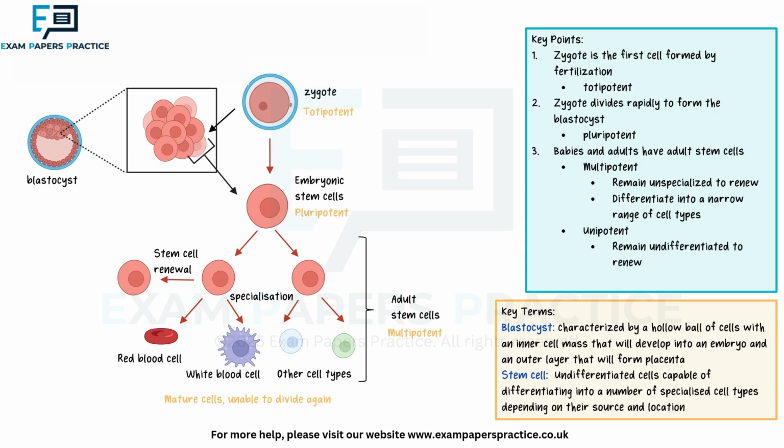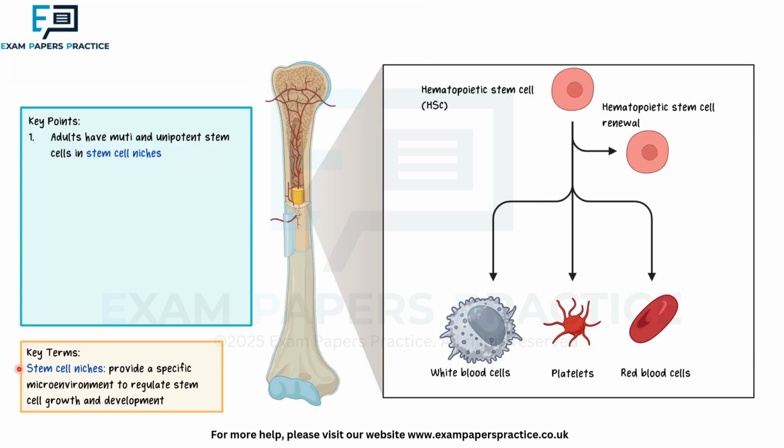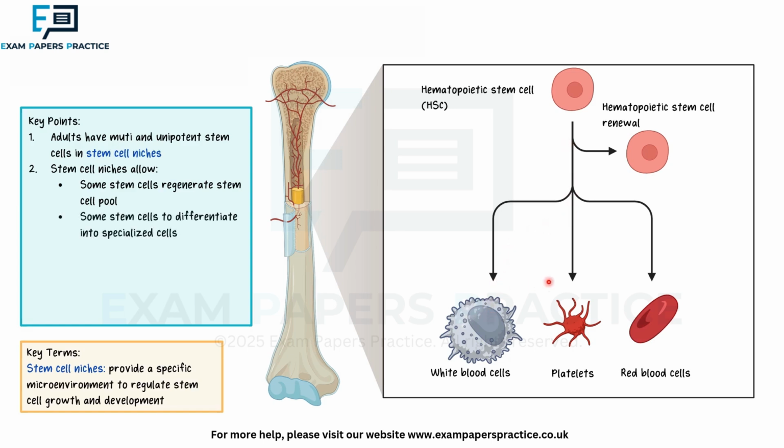Stem cells will receive chemical signals to either remain undifferentiated or different chemical signals that prompt them to specialize. Therefore, multipotent and unipotent adult stem cells are found in specific areas of the body that have highly specialized environments known as stem cell niches. A stem cell niche is a very specific chemical environment that regulates stem cell growth and regeneration. Adults have multipotent and unipotent stem cells contained in stem cell niches. This encourages some stem cells to not differentiate in order to regenerate the stem cell pool, while also encouraging some stem cells to differentiate into specialized cells to regenerate tissues.